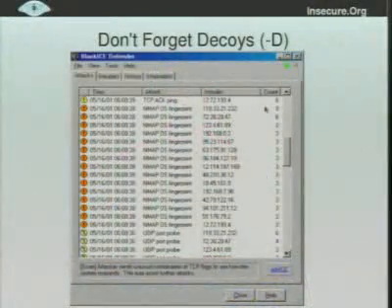And don't forget your decoys. I won't really talk about them much since they've been in Nmap forever. Hopefully people already know about them. But they can be a nice way, if you do get alerted, to get a message like this that shows attacks from dozens of IP addresses. And they don't really know which ones of these are the decoys and which one, if any, is the actual attacker.